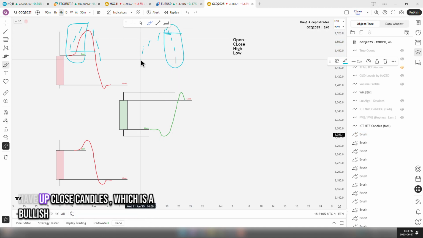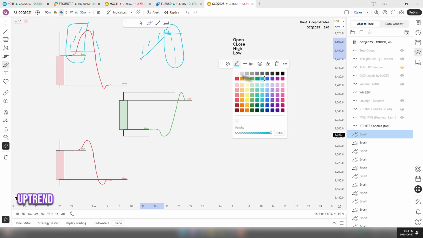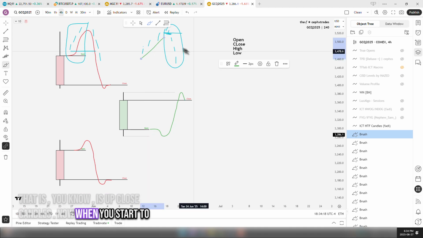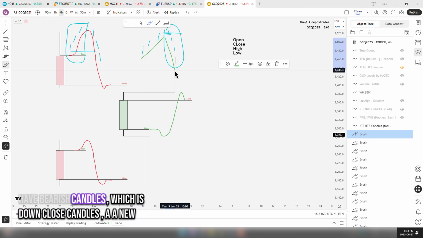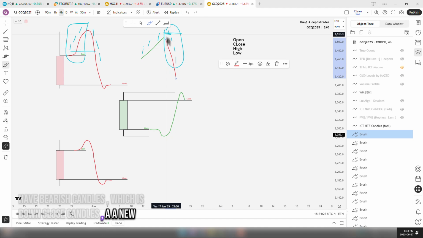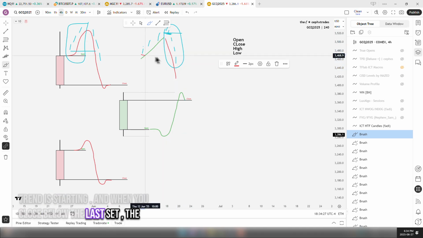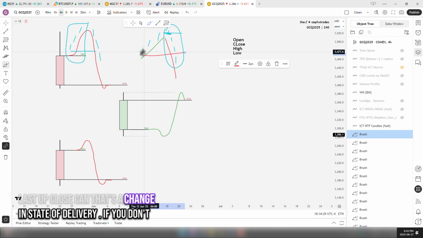When you have up close candles, which is a bullish uptrend, that is up close candles. Now, when you start to have bearish candles, which is down close candles, a new trend is starting. And when you close below the last set, the last up close candle, that's a change in state of delivery.